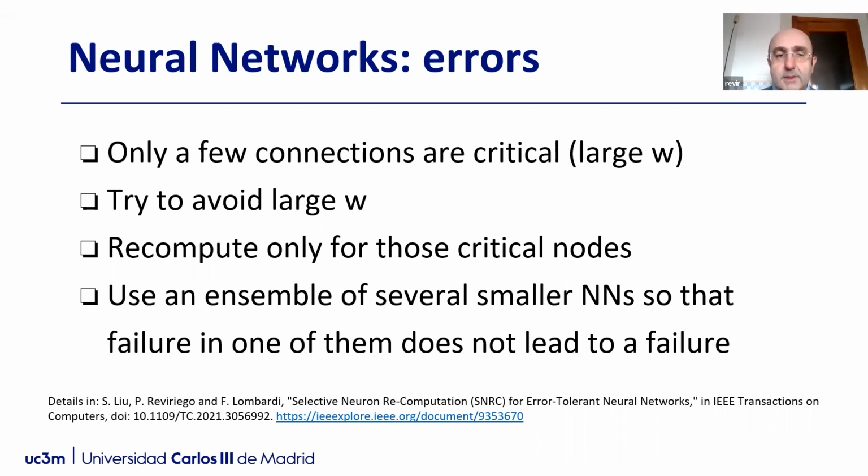In this paper, what we did actually was to identify the nodes in the neural network that were critical and only do their recomputation selectively for those. So it's kind of time redundancy, but it's selective in the sense that we only do it partially for a few nodes, and that's enough.